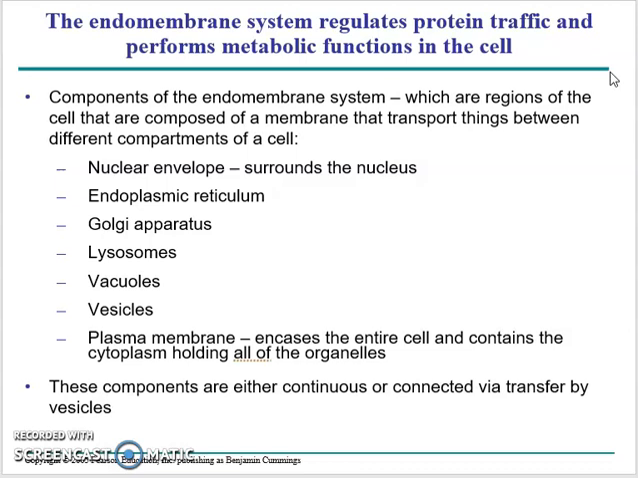So I think that's important. We should really know this. And guys, I got to say, there are a lot of quiz and exam questions that are based on this system. Okay, so the components of the endomembrane system here are as follows.